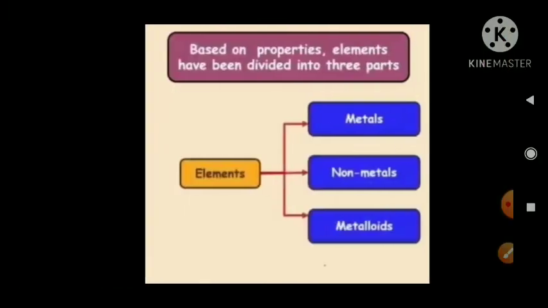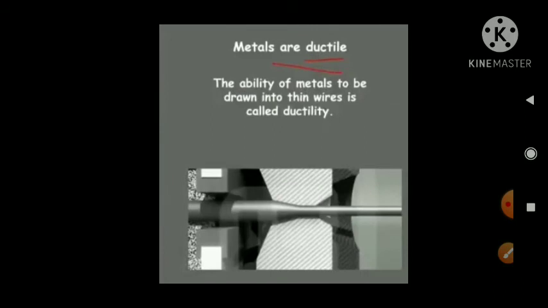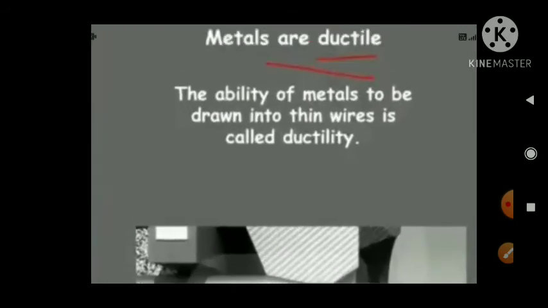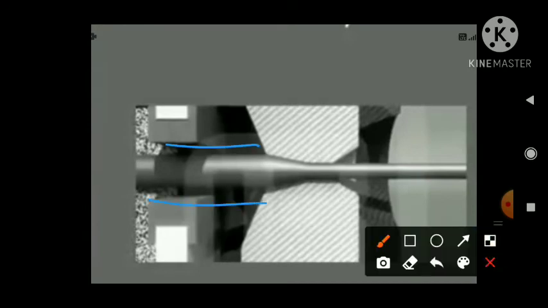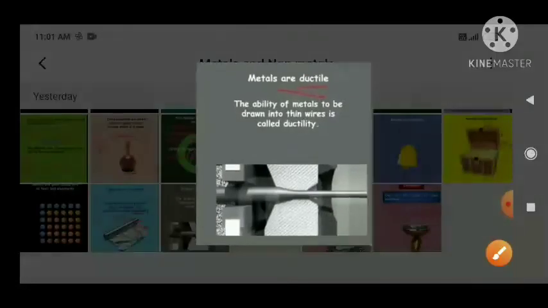So first of all, the first property of metals is ductility. Metals are ductile, and the ability of metals to be drawn into thin wires is called ductility. According to the image, you can see a very thick metal that is drawn into thin wires. If we take copper, which is very thick, in factories it is drawn into thin wire that is used for electricity generation, etc. So this is the first property of metals.